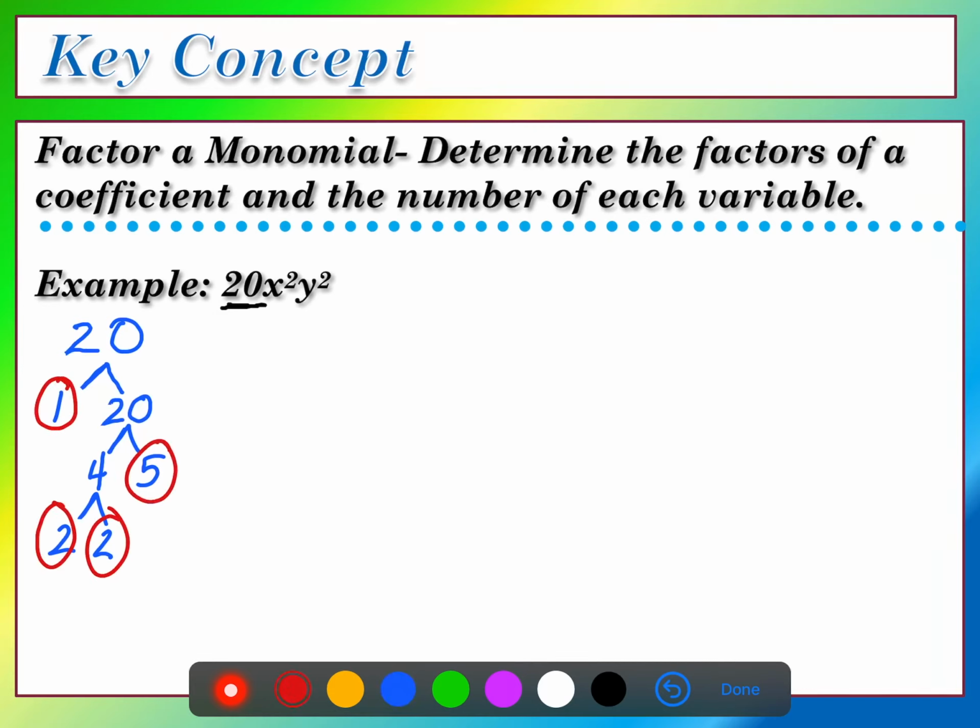So you then circle all of your prime numbers at the bottom of your tree, and that is going to be part of your monomial factorization. So see, we're listing out all of the individual terms that multiply to give us 20, and then we're going to do the same thing with our variable. So x squared is x times x, and y squared. The most important thing to remember here is that we do include the 1. 1 is always a factor of every single number.